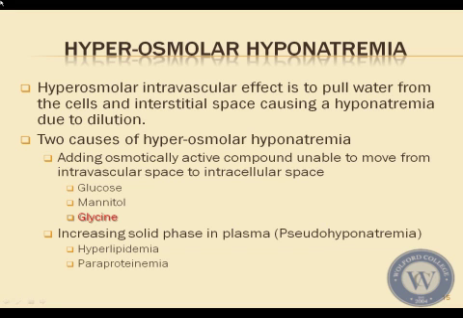mannitol, or, in TURP procedures where you're giving glycine, glycine may also act as an agent that causes hyperosmolar hyponatremia. The other way you can cause this effect is by increasing the solid phase in the plasma, which we call pseudohyponatremia. Things like high levels of lipids in your bloodstream, such as hyperlipidemia, and very high levels of protein, which is called paraproteinemia.